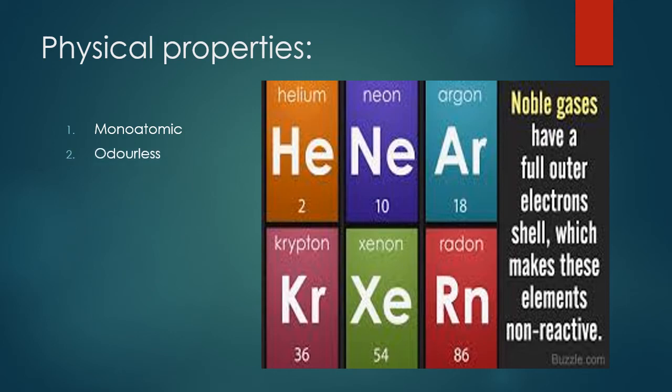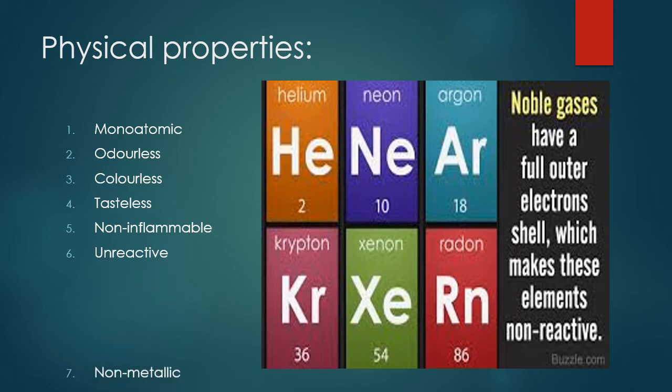Second, it is odorless, it will not have any smell. Third, it is colorless. Fourth, it is tasteless. Fifth, it is non-inflammable. And sixth, it is unreactive. Already we said it has a stable electronic configuration, because the general electronic configuration of noble gases is ns2 np6. All the outermost orbitals are completely filled, hence it will not react with the other elements.